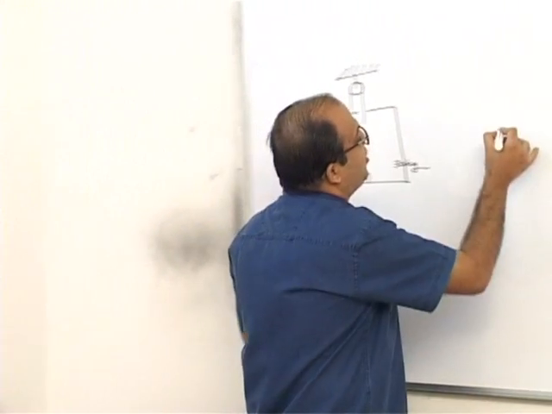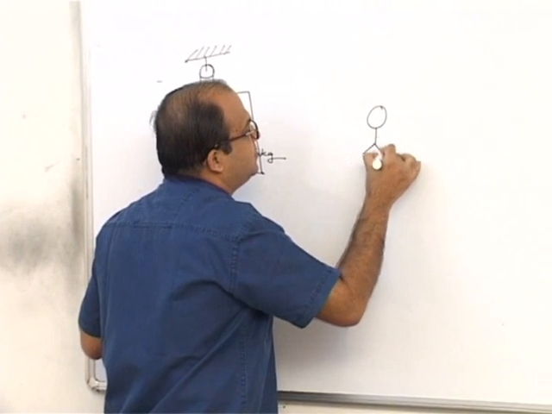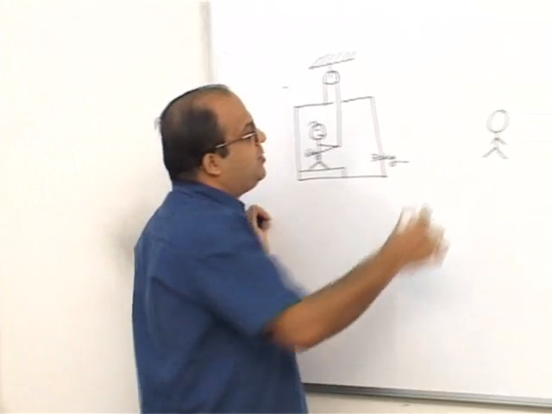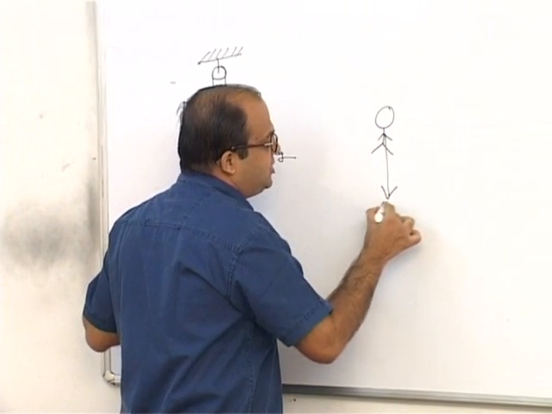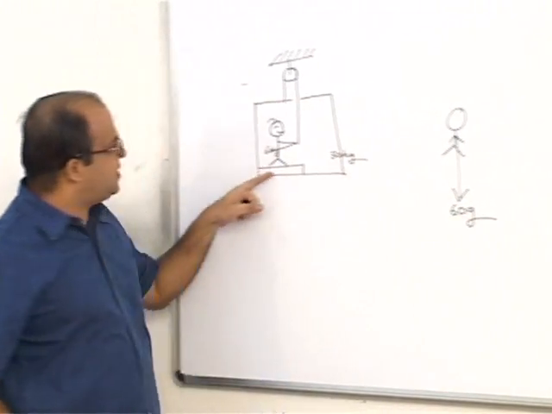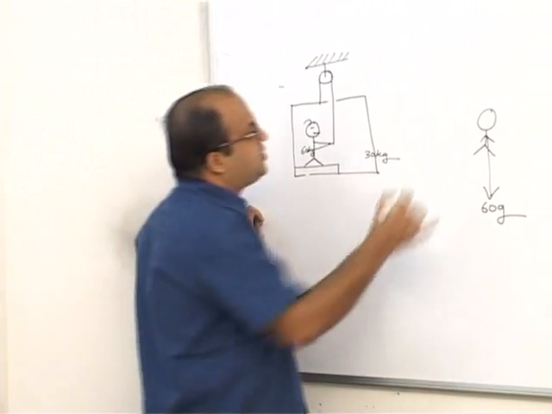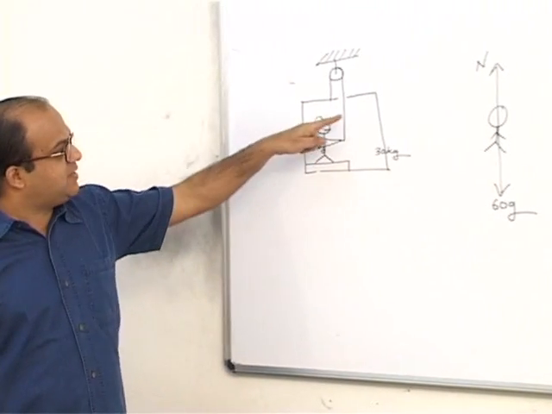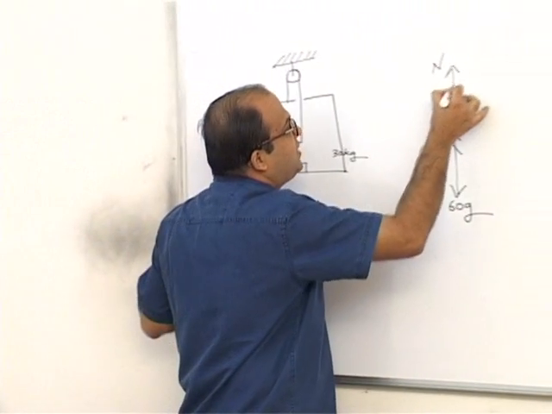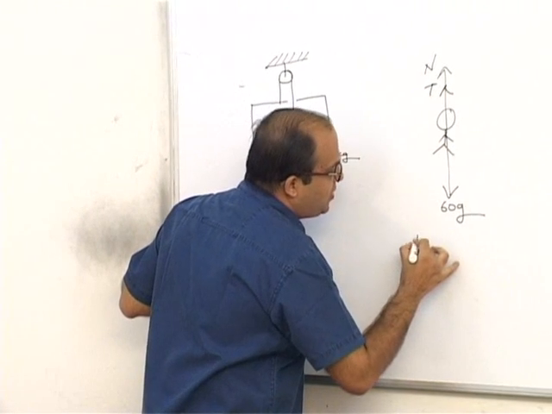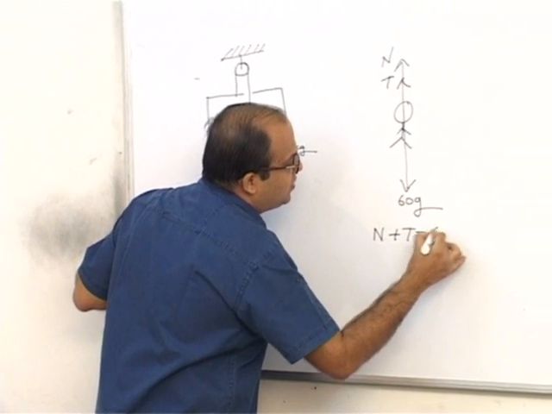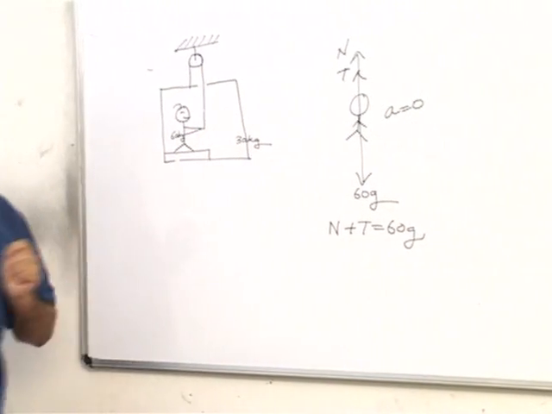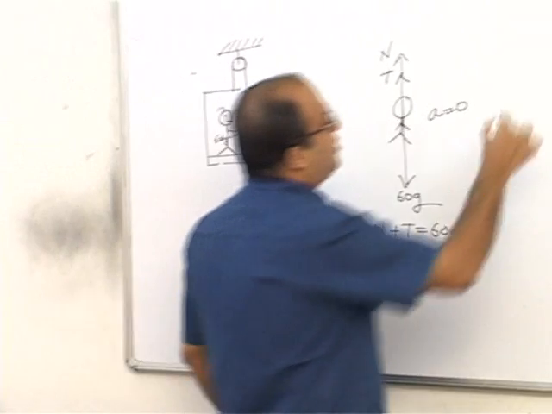So we draw the free body diagram of the man. Since he is having mass, his weight will be acting vertically downwards, 60g. Since he is resting on a surface, normal reaction will act perpendicular to the surface. Since it is connected to a string, tension will act along the string. So therefore, N plus T will be equal to 60g, since acceleration is 0. Right?